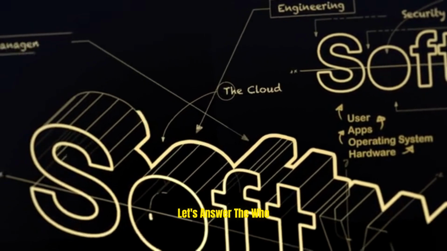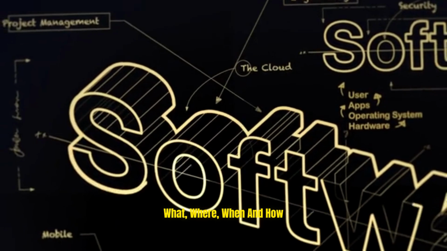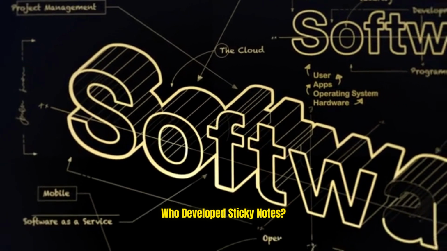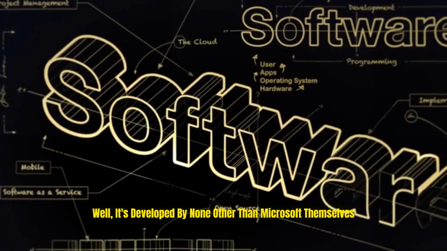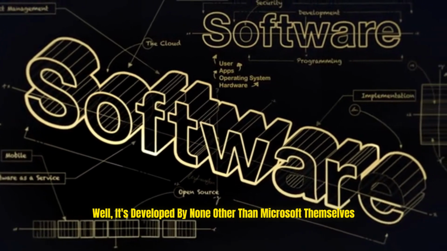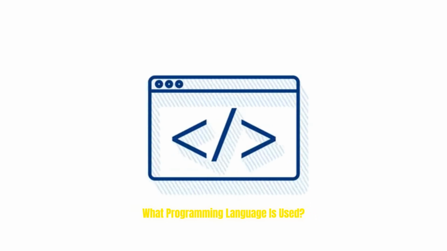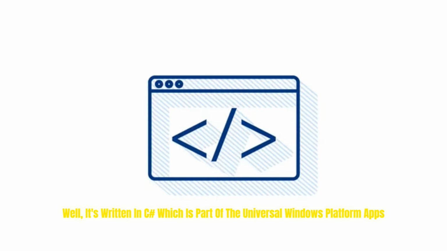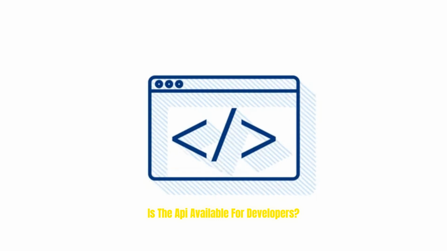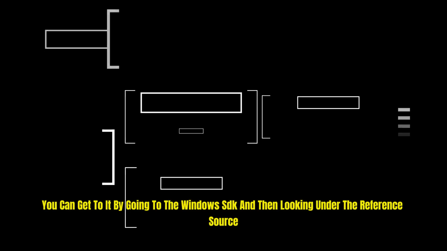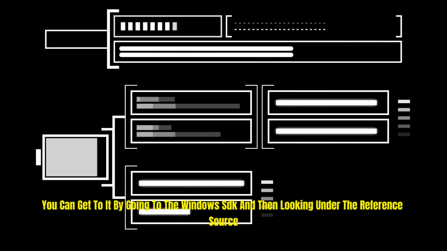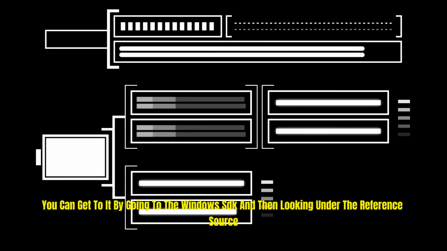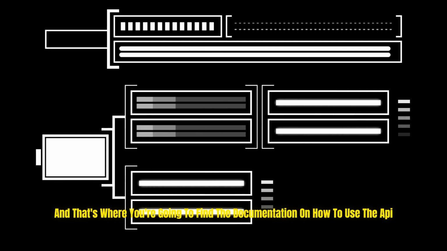Finally, let's answer the who, what, where, when, and how. Who developed Sticky Notes? Well, it's developed by none other than Microsoft themselves. What programming language is used? Well, it's written in C#, which is part of the Universal Windows Platform apps. Is the API available for developers? Well, yes, it is available, but it's limited. You can get to it by going to the Windows SDK and then looking under the reference source. And that's where you're going to find the documentation on how to use the API.